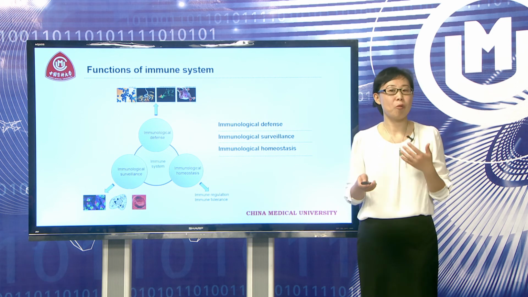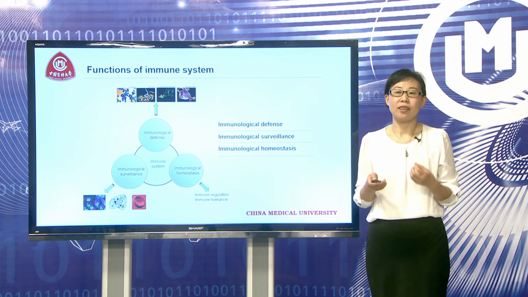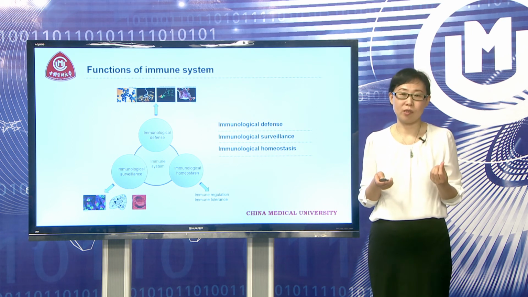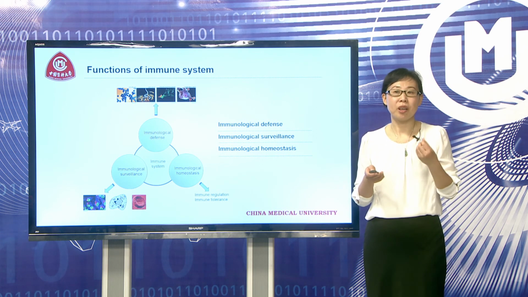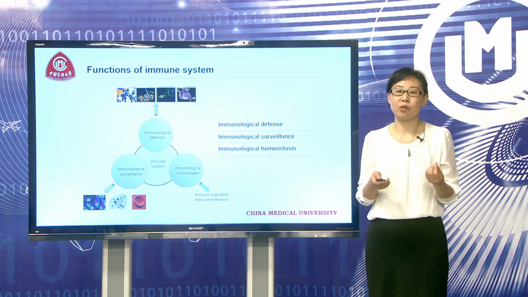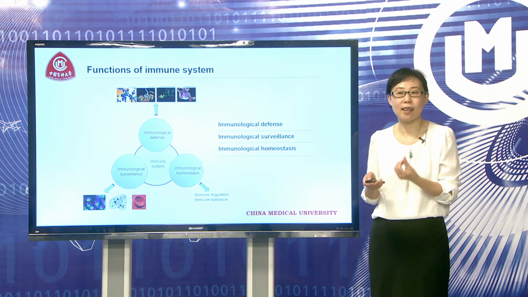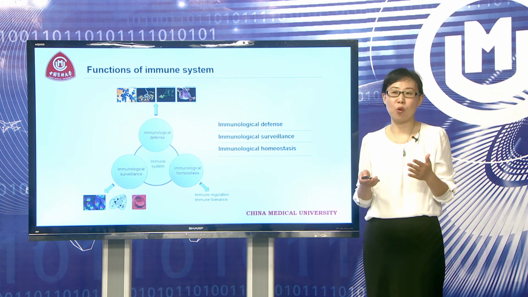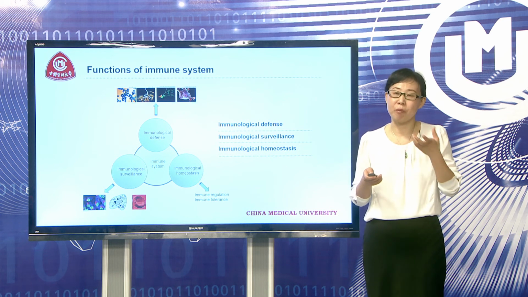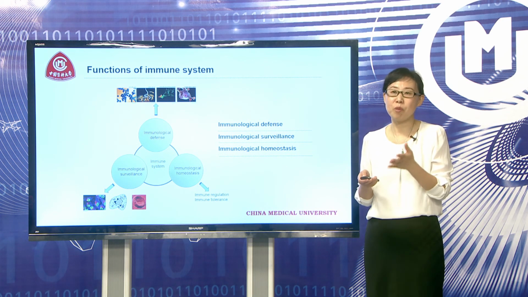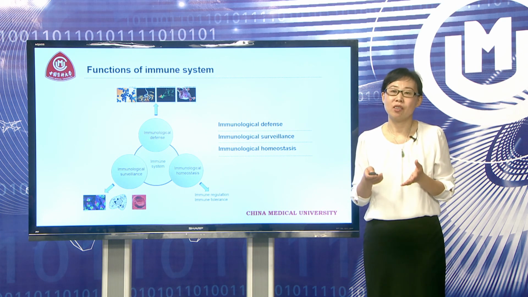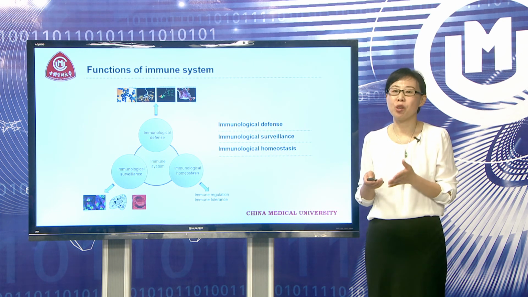As you know, in our body, some cells mutate into tumor cells, and some cells become old, and finally they will die. Those tumor cells, aging cells, and dead cells are harmful or useless for us, so they should be removed from our body. Our immune system is responsible for their elimination. So this is called immunological surveillance.